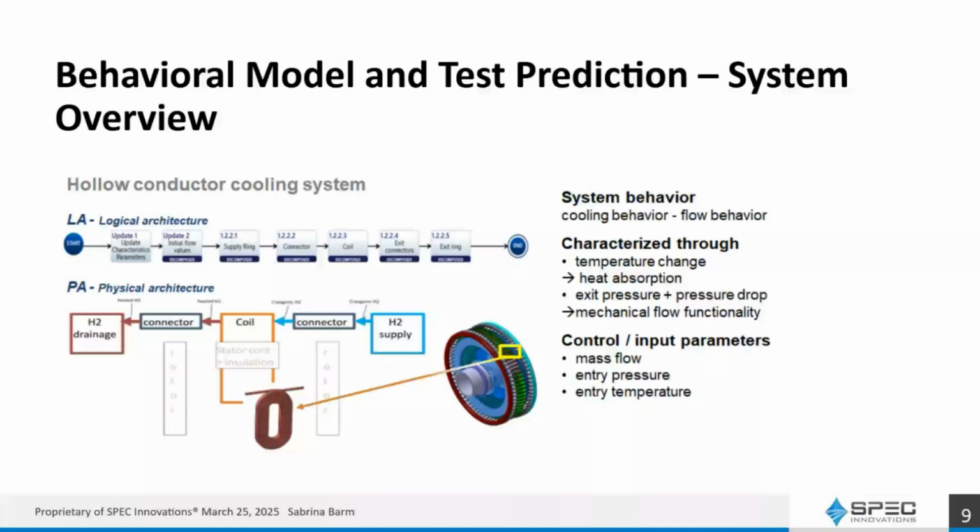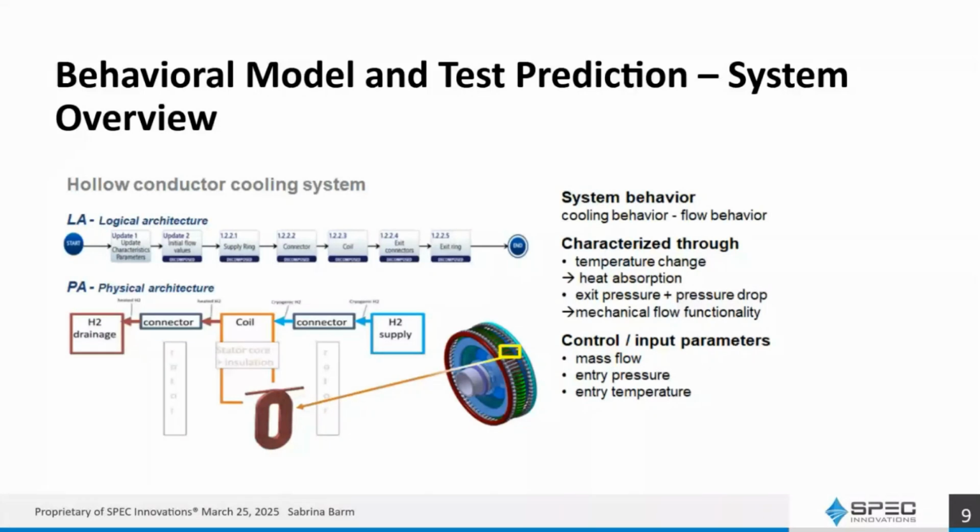And the cooling behavior is described through the flow behavior, which is, again, characterized through the temperature change, indicating a heat absorption. And it's also characterized through a total exit pressure and a pressure drop, indicating the quality of the mechanical flow functionality. And why is that important?